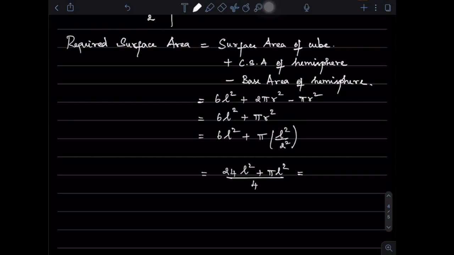If we simplify this, what do we get? I take 1 by 4 common. If I take 1 by 4 L square outside, what is inside? 24 plus pi. That's all. You can stop it right here.